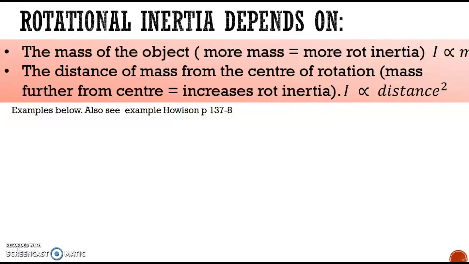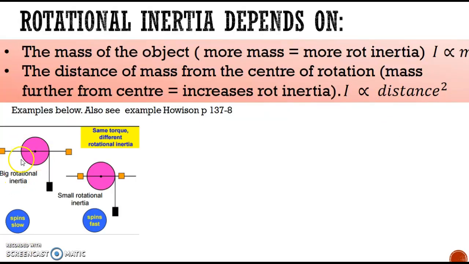Rotational inertia depends on the mass of the object. So the more mass, the more rotational inertia it has. And it depends on the distance of the mass from the center of rotation. So if there's more mass further away from the center, that would increase its rotational inertia. So rotational inertia I is proportional to the distance squared.